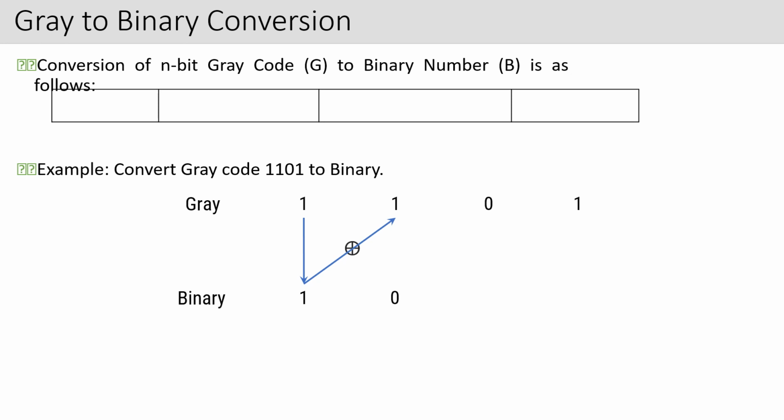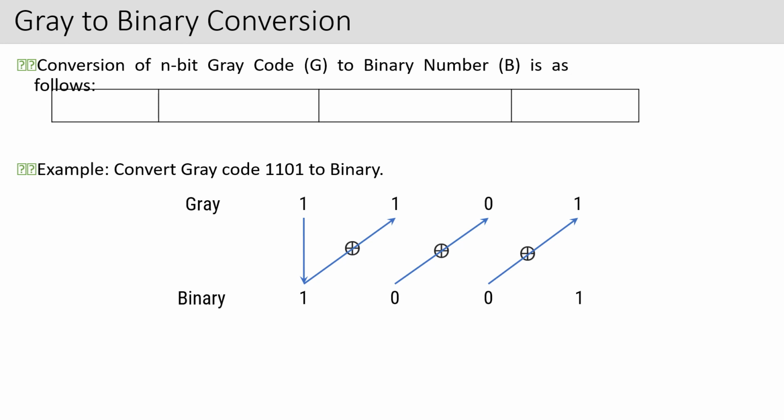Then what will you do? 0 0. Okay, because 1 1 is 0. Then 0 0, here it will be 0. See here, 0 0, it's 0. Then 0 1, it's 1. So this is how to convert.